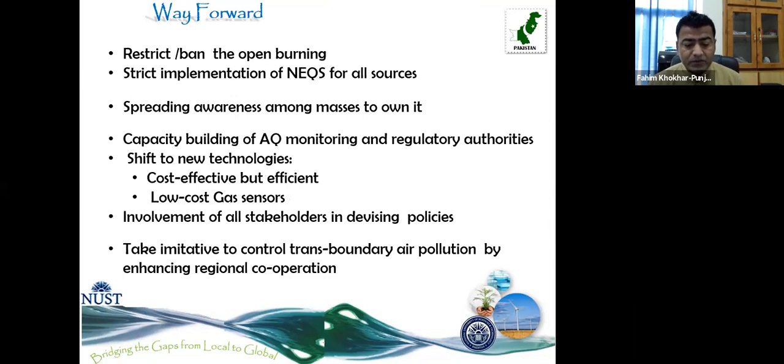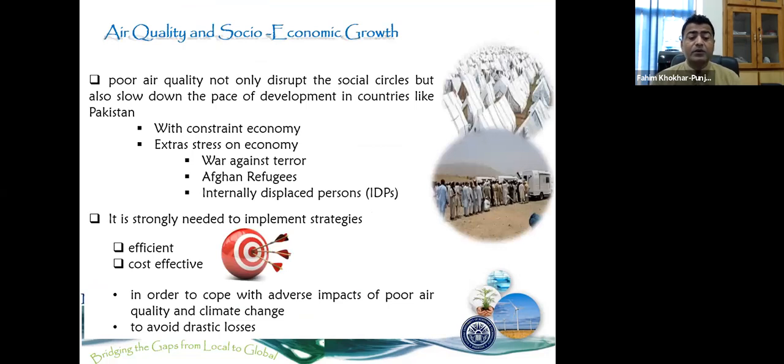Take initiative to control transboundary air pollution by enhancing regional cooperation. This is another big challenge that has emerged in Pakistan. Why is this important? Because poor air quality not only disrupts social circles but also slows the pace of development in countries like Pakistan, which already have a constrained economy with extra stress due to the geopolitical situation caused by the war on terror and refugees and internally displaced persons. Therefore, strategies are strongly needed that are not only efficient but also cost-effective, in order to cope with the adverse impact of poor air quality and climate change and avoid domestic losses.